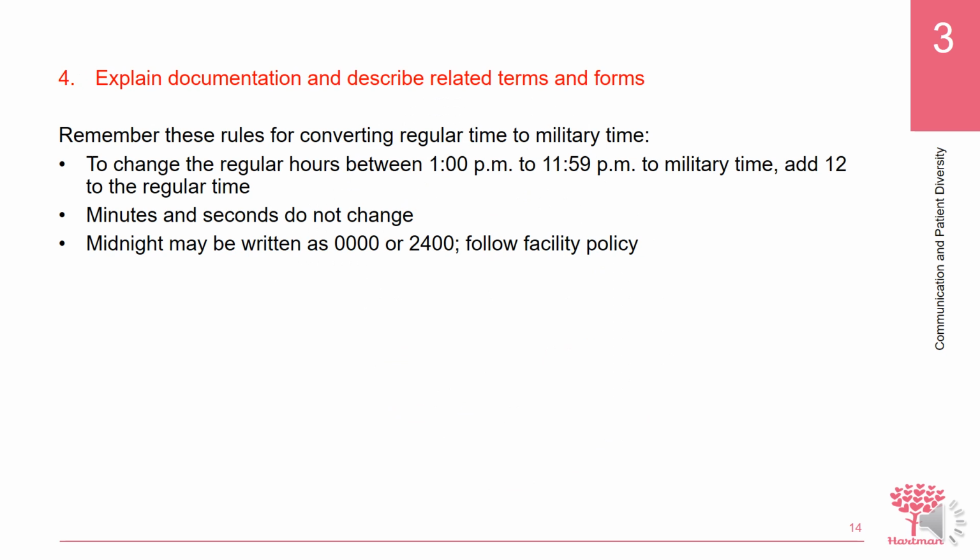Remember these rules for converting regular time to military time. To change the regular hours between 1 o'clock p.m. to 11:59 p.m. to military time, add 12 to the regular time. The minutes and seconds never change. And again, midnight may be written as 0000 hours or 2400 hours, depending on your facility's policy.